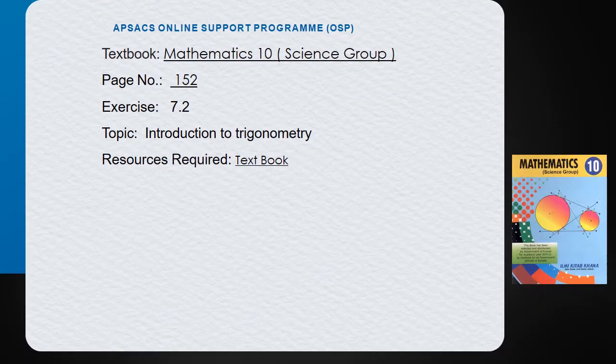Textbook: Mathematics 10th, Science Group, page number 152, exercise 7.2. Topic: Introduction to Trigonometry. Resources required: textbook.